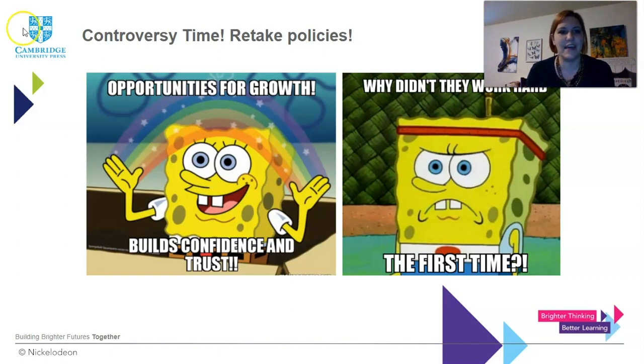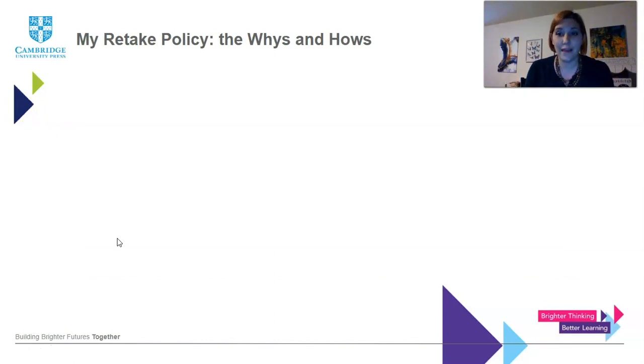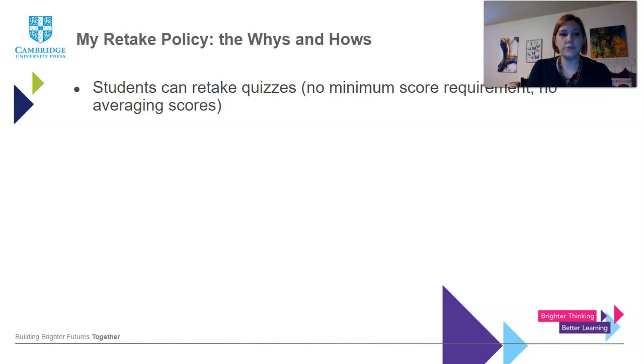You can probably tell from the way I said that I'm in the rainbow SpongeBob camp. But here's why I feel that way and how exactly I implement it. I let students retake quizzes without a minimum score. They didn't have to fail or have to get below an 85 or anything like that. And I don't average the two scores together. I don't let them retake, but they can only get up to an 85 or whatever else. Any student who thinks, for whatever reason, that wasn't their best work on a quiz can retake the quiz.